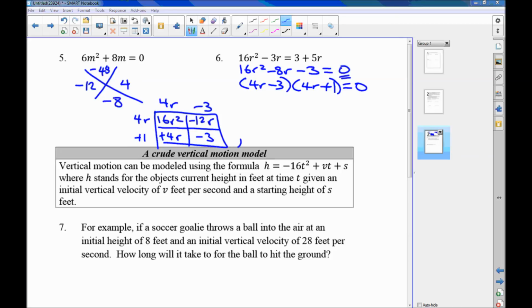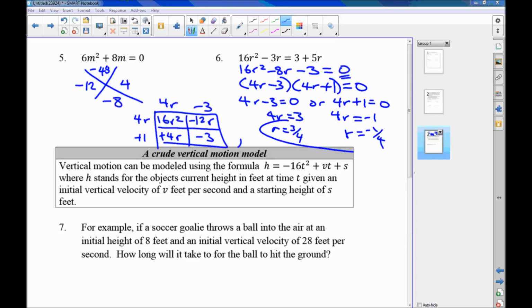Okay, and then you split it into two problems. So 4r minus 3 is 0, and 4r plus 1 is 0. So that means 4r is 3, and r could be 3/4, or 4r is negative 1, and r could be negative 1/4. So those are our two answers, 3/4 or negative 1/4.